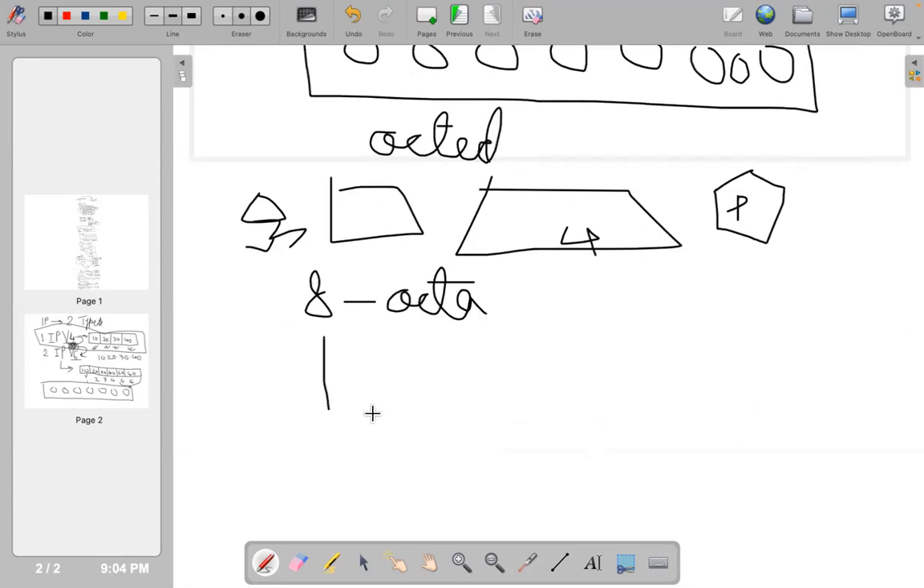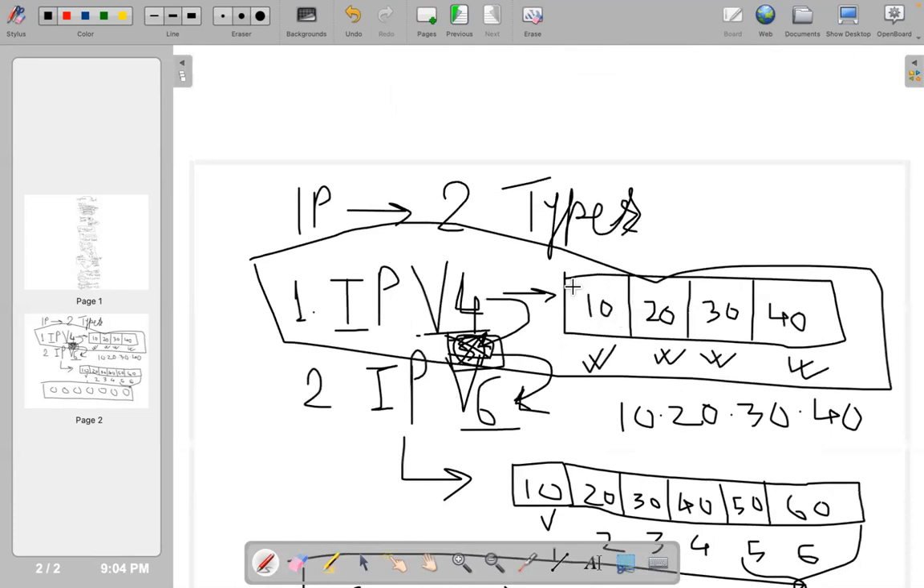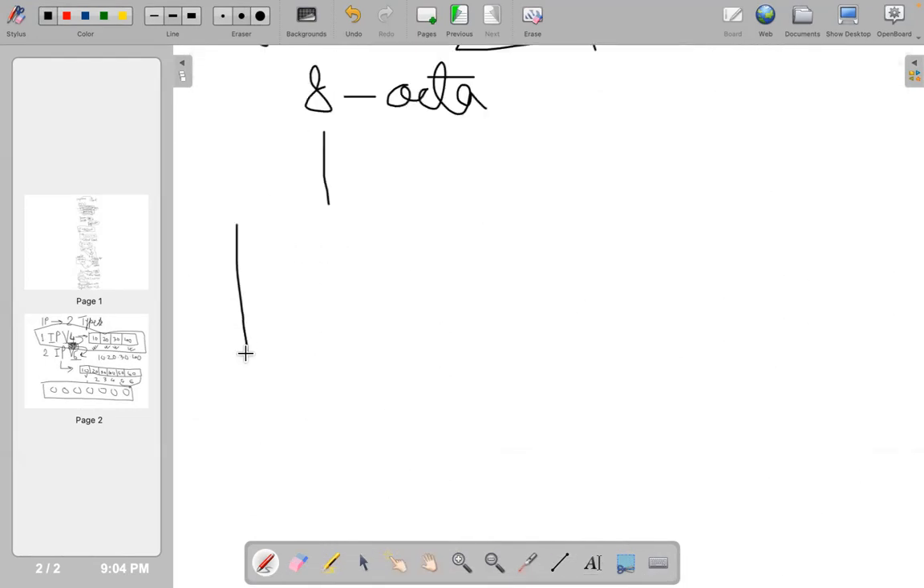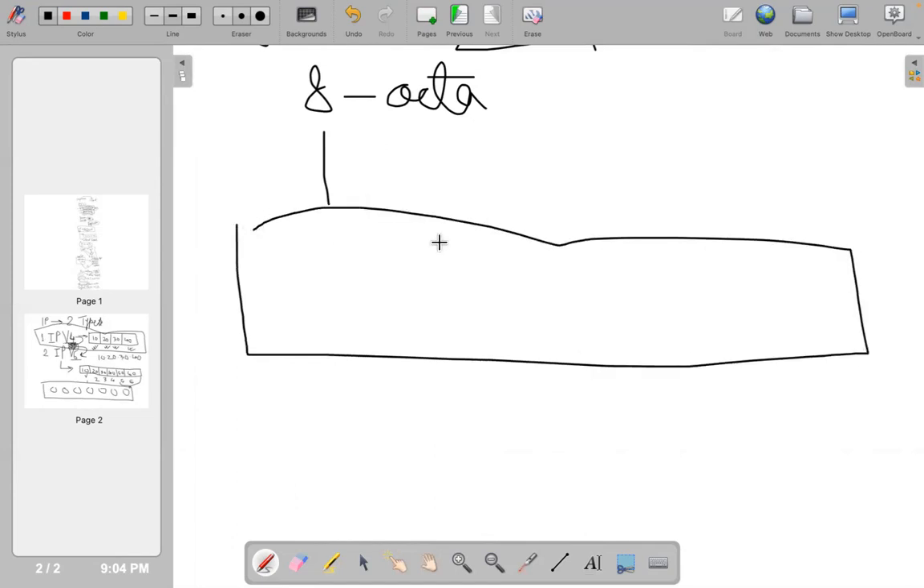So now that means, as I told, each box is an octet. This is one octet. This means each box has eight small boxes. If I draw it, it will be like this: 1, 2, 3. So this is one octet. As I told you, this is one octet. This is one octet.